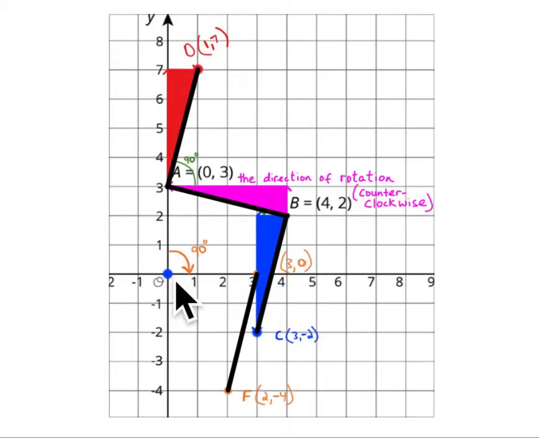Point B, I'm going to count up 2 units, and then 1, 2, 3, 4 units in the direction of rotation. So I'm going to rotate this 90 degrees. I counted up this way, so I'm going to rotate this way. I'm going to count over 2 units, 1, 2, and then 1, 2, 3, 4 in the direction of rotation. So point B is going to land right there.